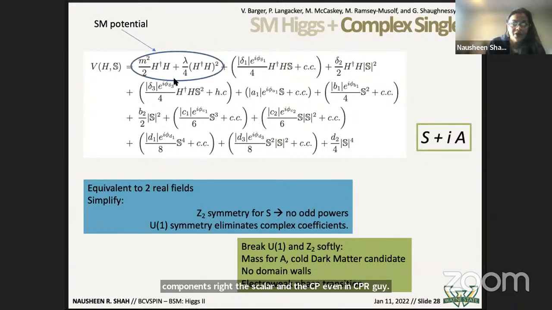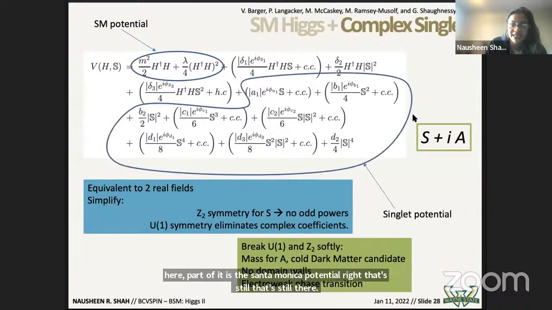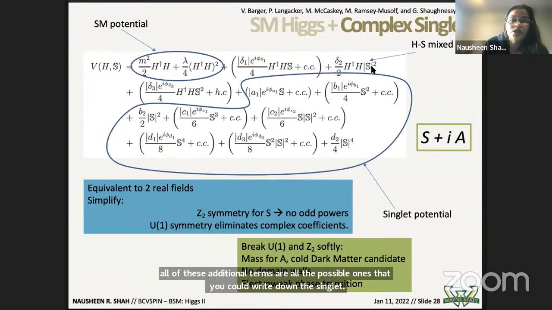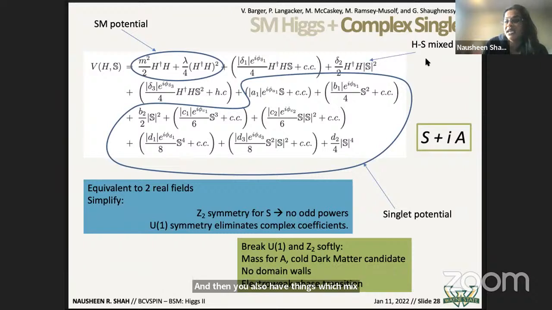And here, part of it is the standard model potential, right? That's still there. And all of these additional terms are all the possible ones that you could write down for the singlet. And then you also have the terms which mix together the H and S, right? So this would give you the interactions between the Higgs and this additional singlet. Because this is a complex singlet, this is equivalent to having two real fields. And already you see that this looks much more complicated and nasty than this pretty little thing looked like in the standard model, right? So even with the simplest story addition, things get pretty complicated.